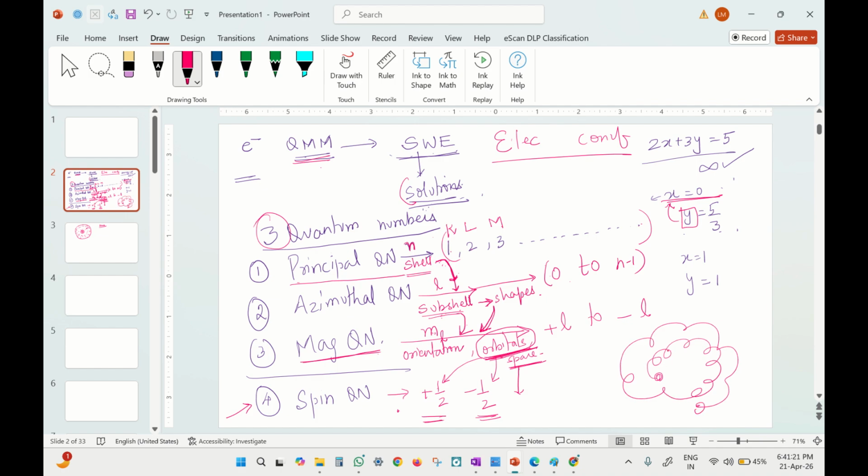Like our planets. Remember, our planets will have rotation on their axis, and they also keep revolving around the sun. Like that, the electrons also revolve around the nucleus, but when they revolve, they keep spinning also. If the spin is clockwise, then we say it is plus half. If the spin is anti-clockwise, then we say it is minus half. Clear? It could be spinning anti-clockwise and progressing, or spinning clockwise and progressing. Is it okay?